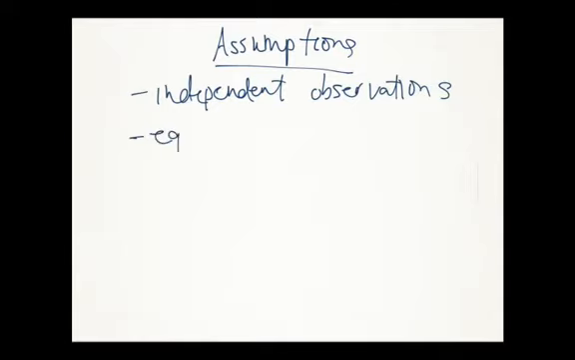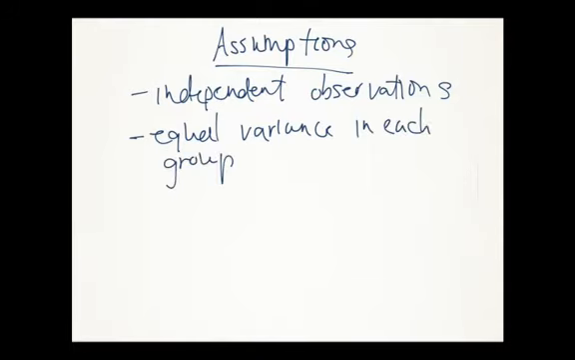Then we want to have equal variance in each group. And we said the word for this was homoskedasticity. And then we also want normality of observations within each group in the underlying population. And just as we said with the t-test, ANOVA is quite robust to departures from these assumptions, particularly the normality assumption, as the sample size increases. So as you get more than 30 or 50 samples, you can feel confident that you can use ANOVA.